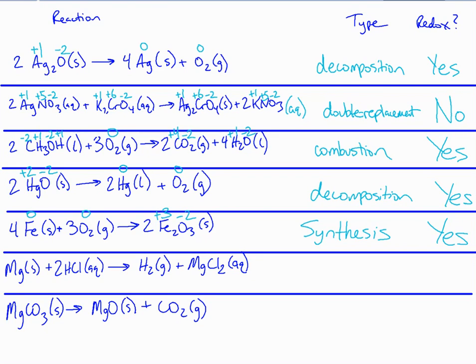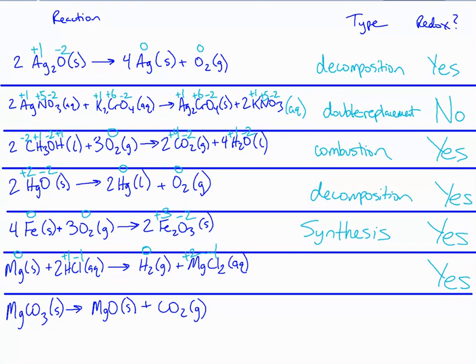Skipping down to L, in this one we have magnesium plus 2HCl. Magnesium in its elemental form, that's 0. We have chlorine, which has a charge of -1. That's its oxidation number. Hydrogen +1. Hydrogen gas is in its elemental form, that's 0. And over here we have chloride, -1 oxidation state, and magnesium with a +2. So is this one redox? Yes. Hydrogen is changing and magnesium is changing.